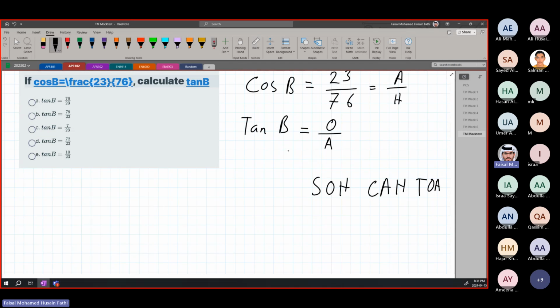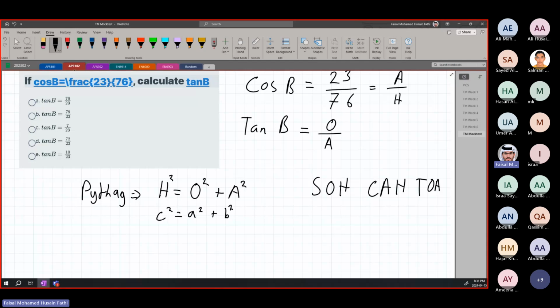So what am I going to do? I have the adjacent and I have the hypotenuse. Remember Pythagoras? Pythagoras says that the hypotenuse squared is equal to the other sides, whichever it is, opposite squared plus adjacent squared. It doesn't matter in which order. It's just c squared is equal to a squared plus b squared. Don't get confused by this. It's exactly the same thing.